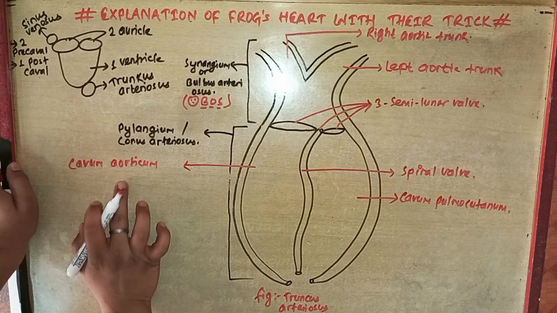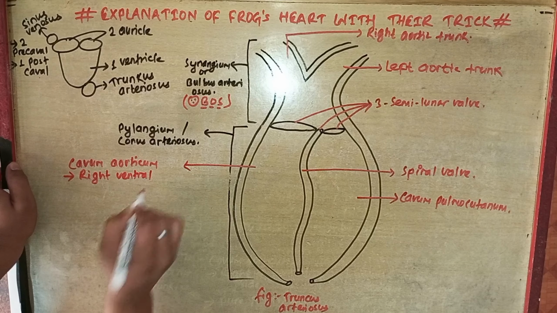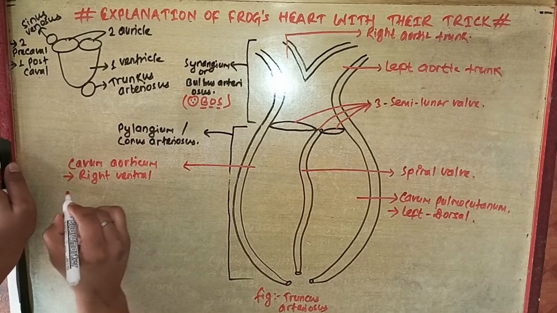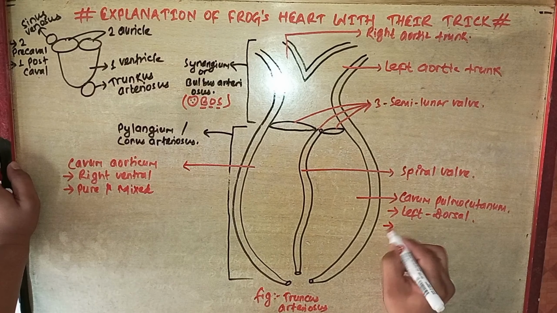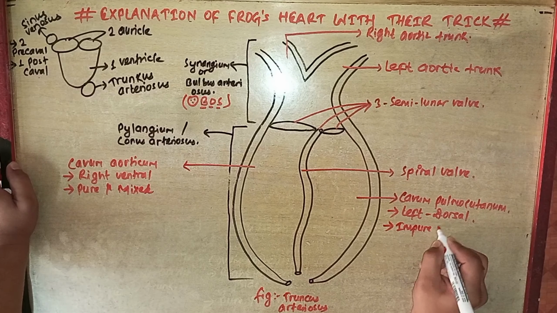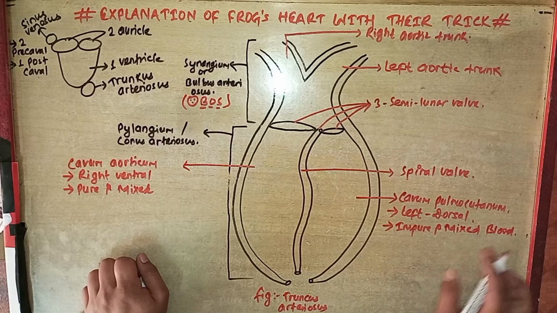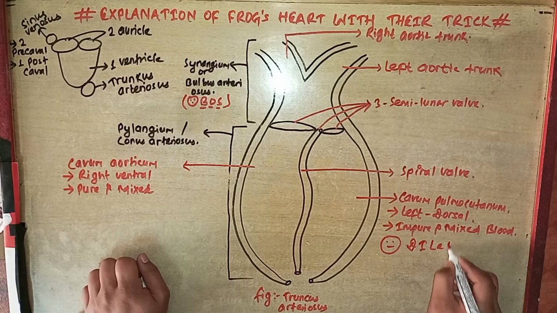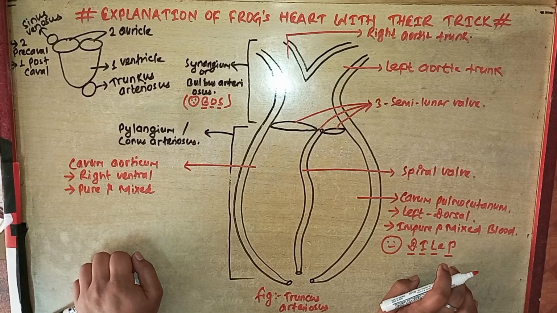And cavum aorticum is present in the right ventral position, and this is present in the left dorsal position. Cavum aorticum contains pure and mixed blood, and this cavum pulmocutaneum contains impure and mixed blood. And to remember all this, I had provided a trick, and the trick was DILEP. D means dorsal, I means impure blood, L means left, and this is the trick for pulmocutaneum. So DILEP.